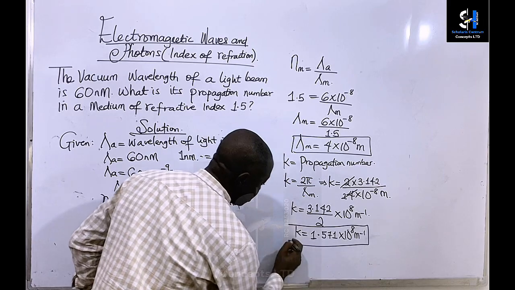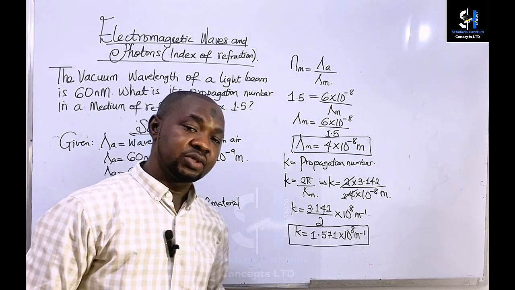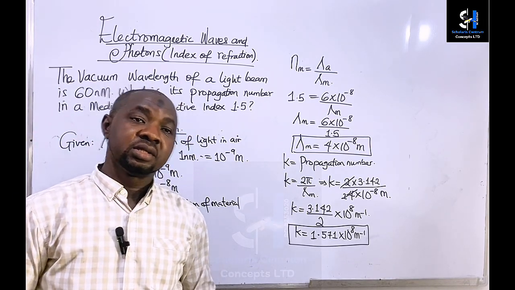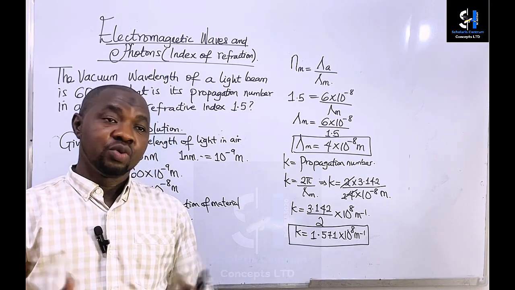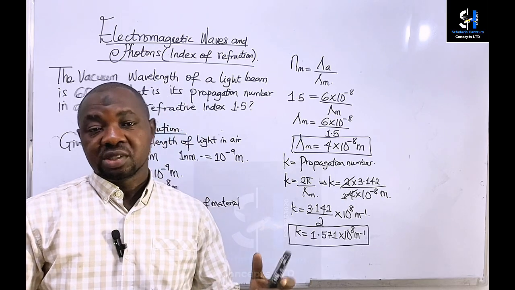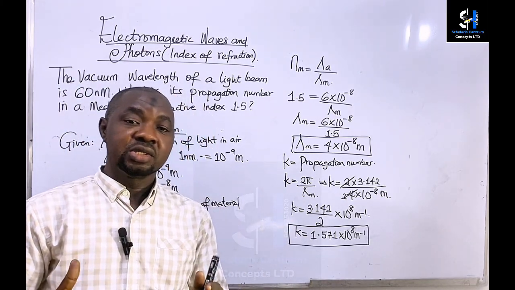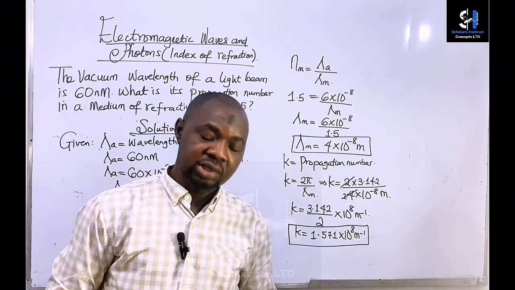This is the propagation number, which measures the spatial frequency of a wave. Like I said, it can be used to describe the spatial frequency of a wave in spectroscopy, because we use propagation number for the analysis of the interaction between matter and electromagnetic radiation.